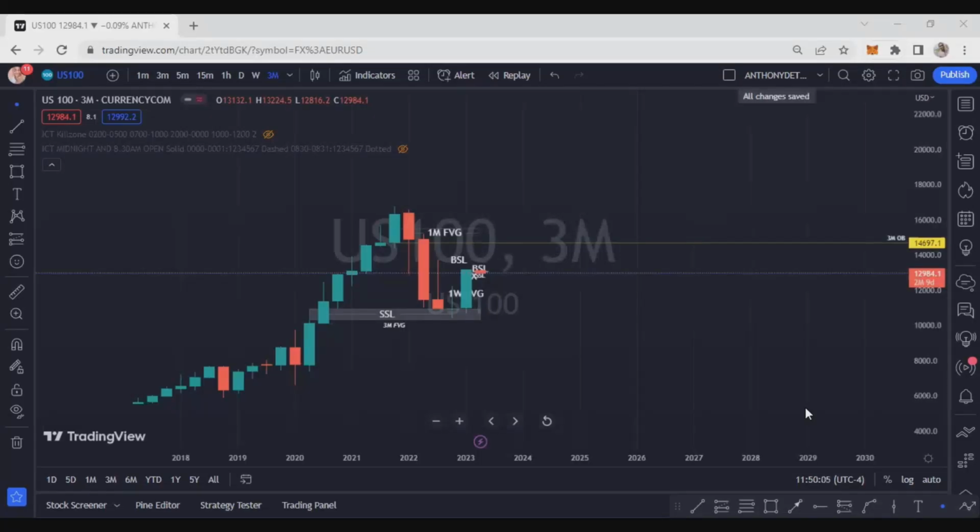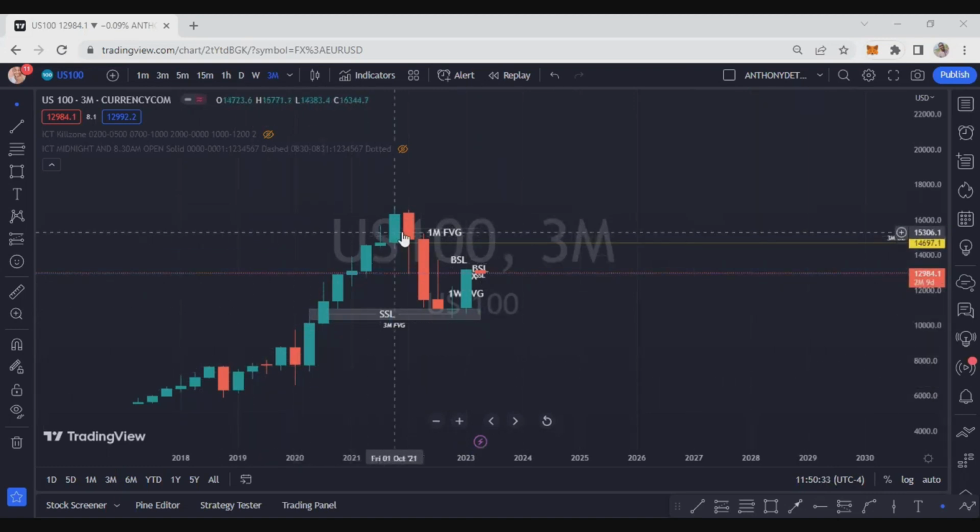So personally, when I want to analyze the market, I like to start from the higher time frame, because the higher time frame gives the basic structure of the market. It gives the bias, and it gives a clear bias of the price. On the 3 month time frame, and mind you, I'll be using ICT times because I trade using the ICT model.